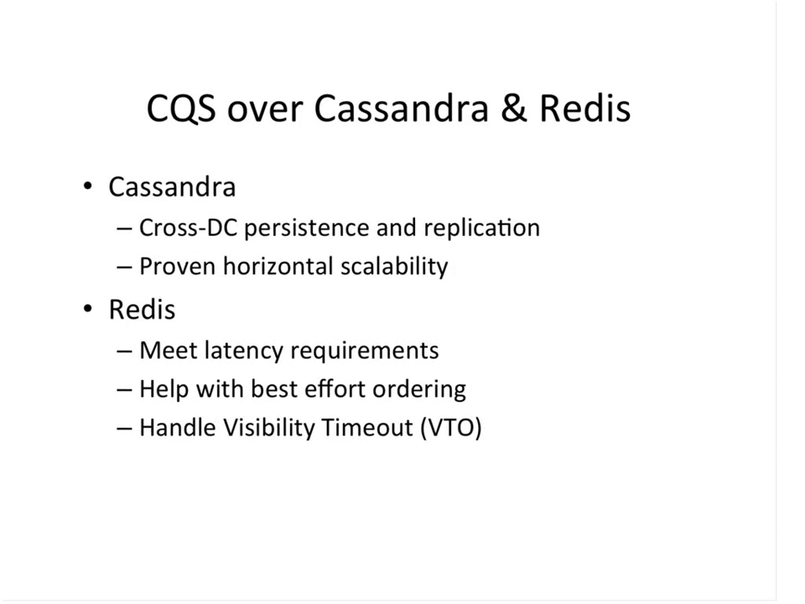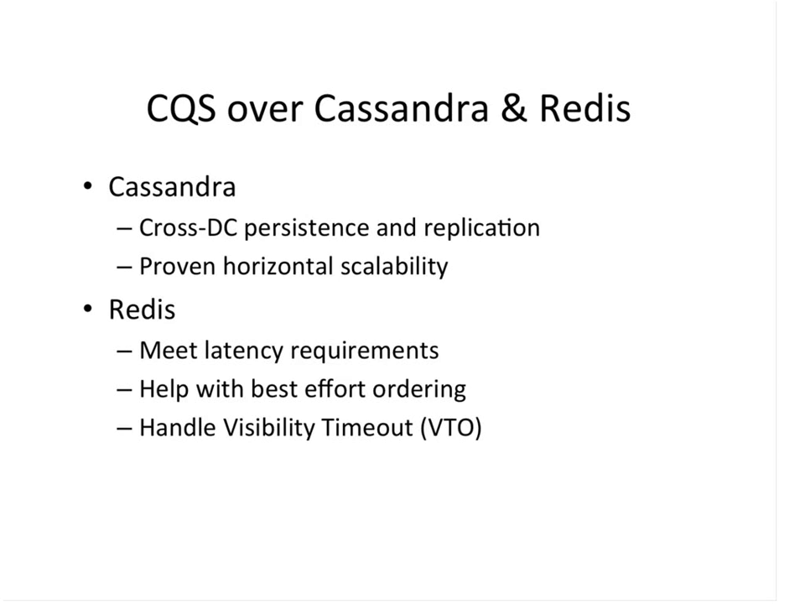So a little bit about why we chose Cassandra and Redis. Cassandra we chose basically for its cross-data center persistence and replication ability. It comes with that essentially out of the box, and we don't have to worry much about it, and it was a key requirement for us. And we know from experience in-house and from literature that it's proven to scale massively horizontally.